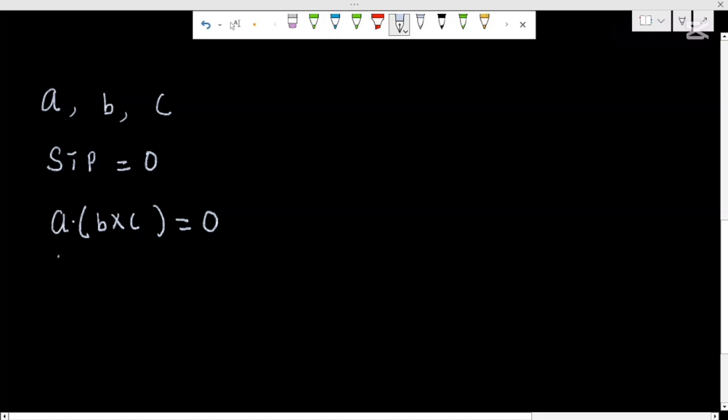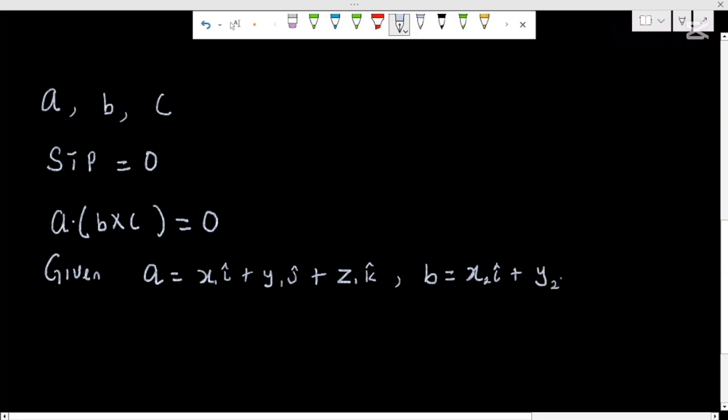Now, given A to be equal to x1 i plus y1 j plus z1 k, and B is equal to x2 i plus y2 j plus z2 k, and also C is equal to x3 i plus y3 j plus z3 k.